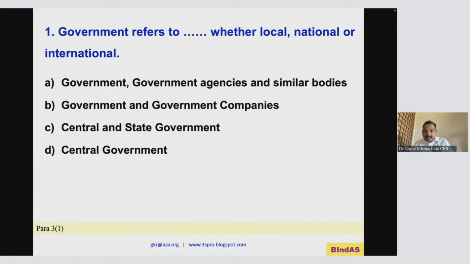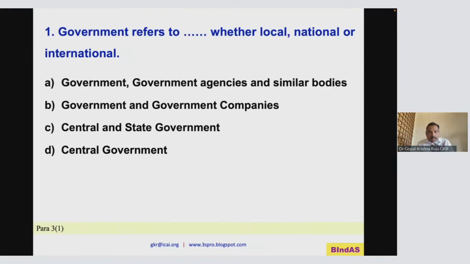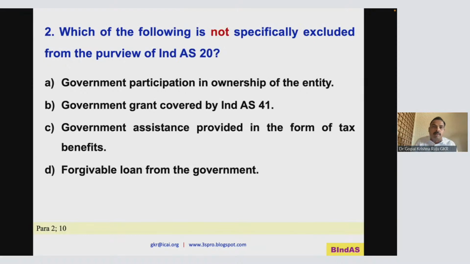It is not a government agency, but funding is done by government. Institute of Chartered Accountants of India is a statutory body with no funding by government. Therefore, the term government will apply to a statutory body only when there is funding. There is no explanation of this in your IndAS, so there is practical relevance when we come to any question like this. Okay. So the answer for question number 1 is government agencies and similar bodies. Good. Come to the next question.